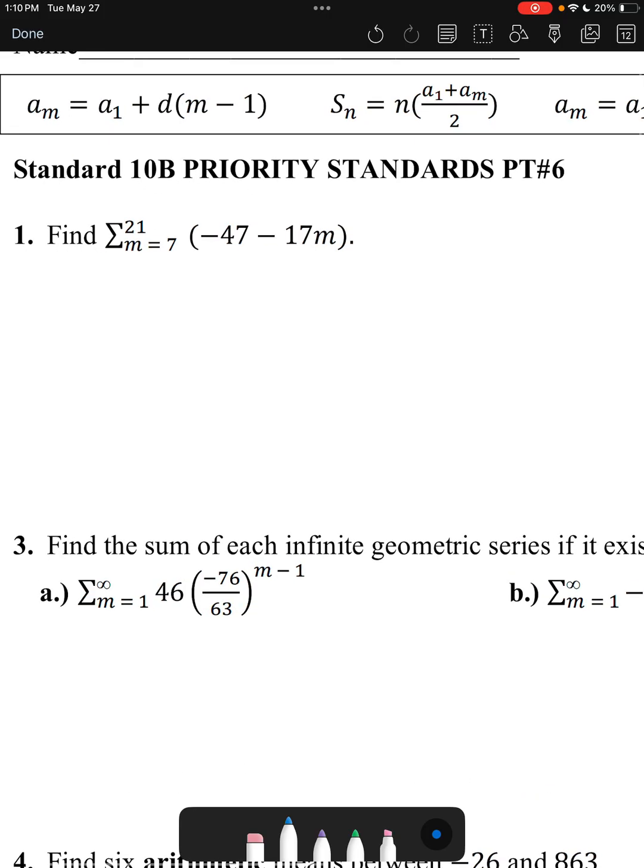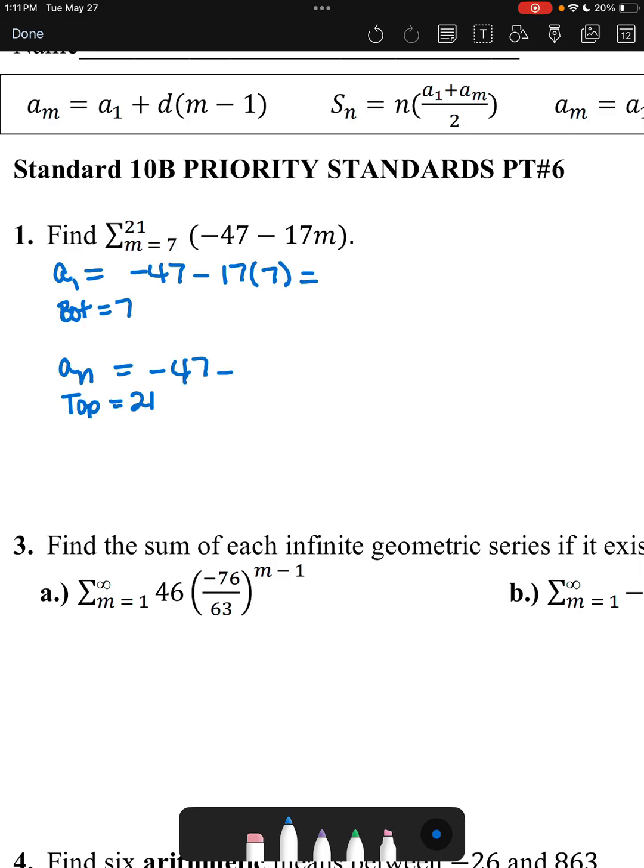So to start, we have an arithmetic series. I'm going to find a sub 1 by plugging in the bottom number equal to 7. So you're going to have negative 47 minus 17 times 7. That's going to equal a number. And then I'm going to plug in a sub n, which is my top number, equal to 21. And that number is going to be negative 47 minus 17 times 21. I'll calculate those out here in just a second.